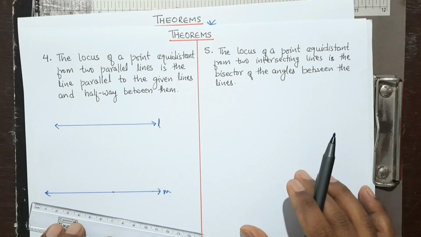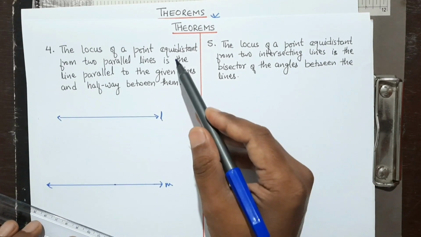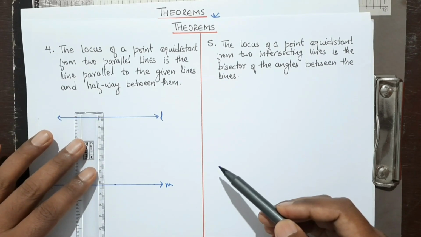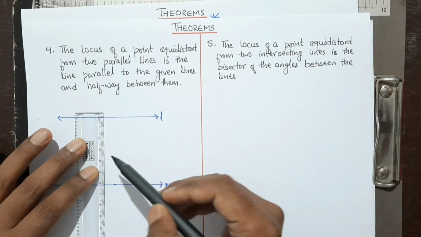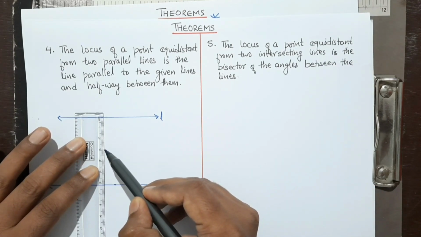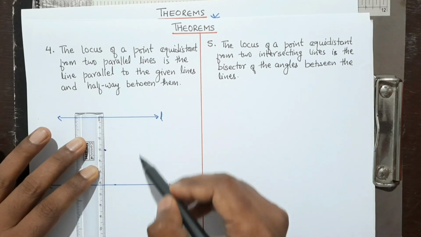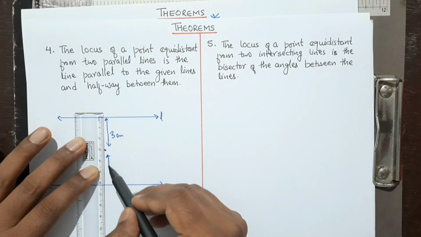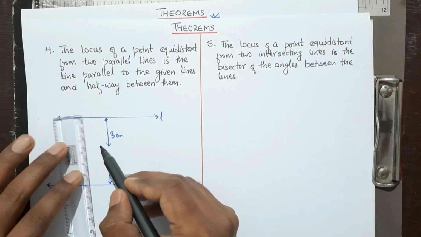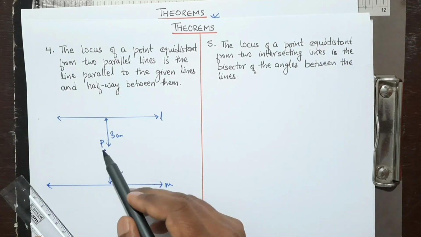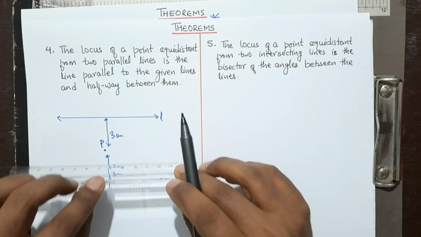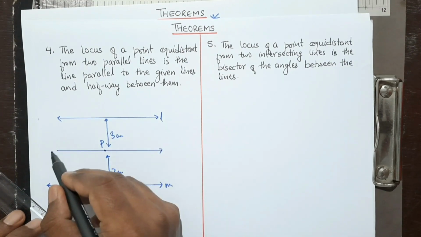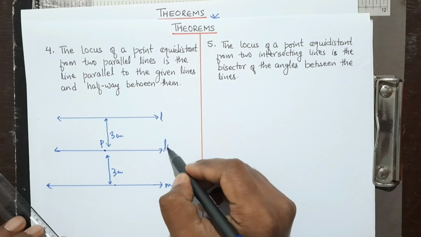According to our theorem, the point must lie equidistant from both the lines. Being equidistant from both lines means it lies exactly in the middle of these two lines, that is at 3 centimeter from both the lines, because our total distance is 6 centimeter. So this distance is 3 centimeter, and similarly this distance is 3 centimeter. So this is our point. The locus of this point is also a parallel line, which is parallel to both the given lines. So this is our locus of point P.